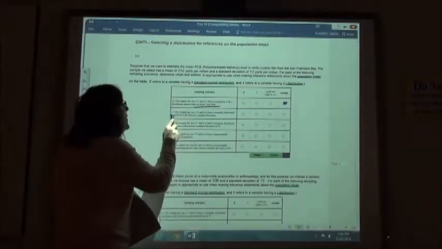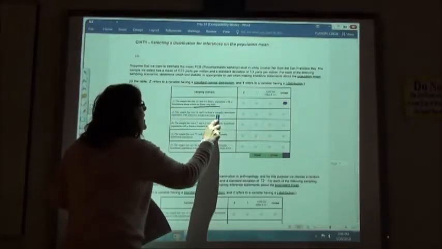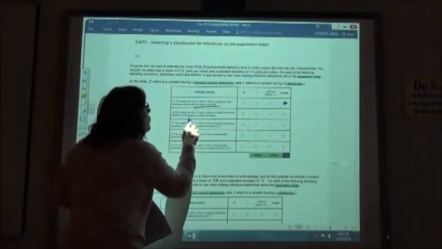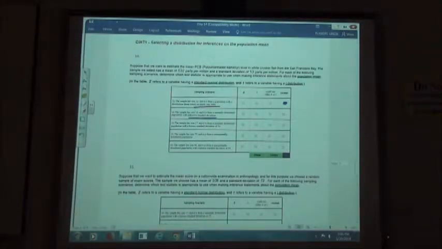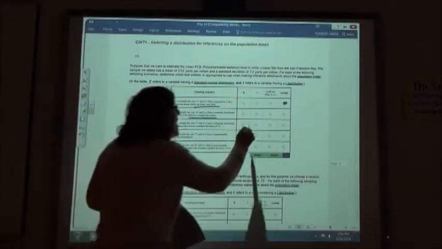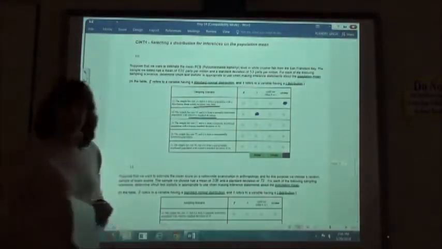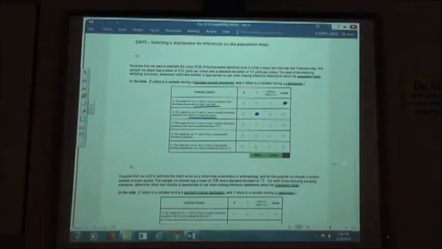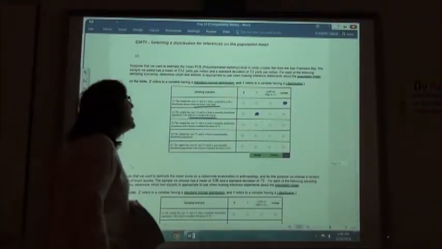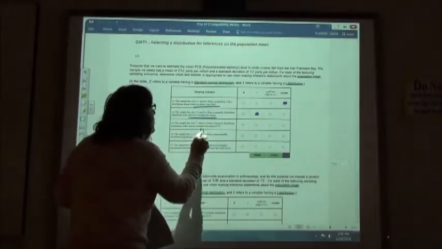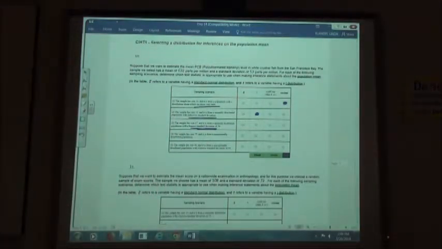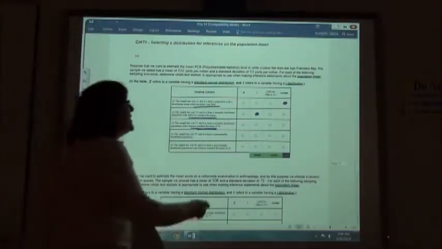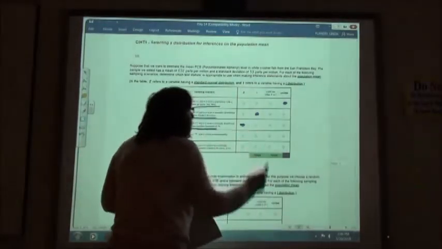The next one, sample size is 14. It is normally distributed, but we do not know what the standard deviation is. If it's an unknown standard deviation, then that's when we use the T distribution. The next one has a sample size of 17. It is normally distributed, and we do know the standard deviation. Anytime we do know the standard deviation, we are going to use the Z table, the Z score.